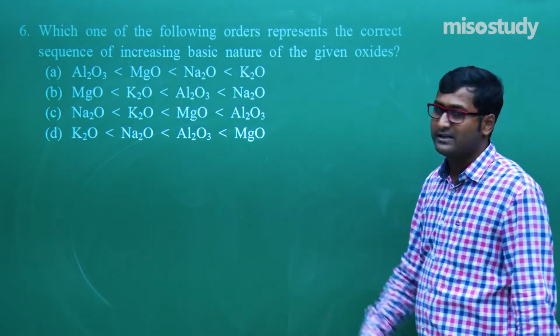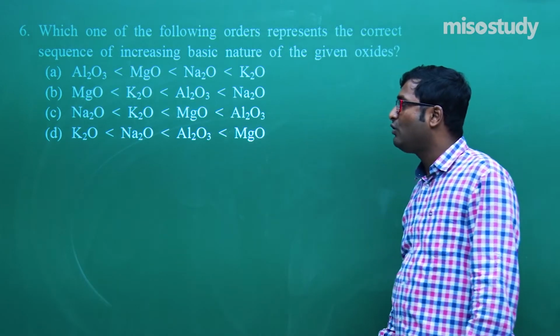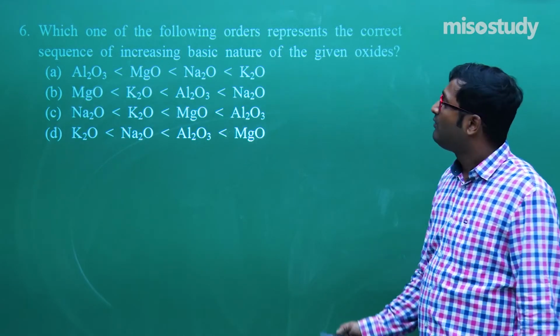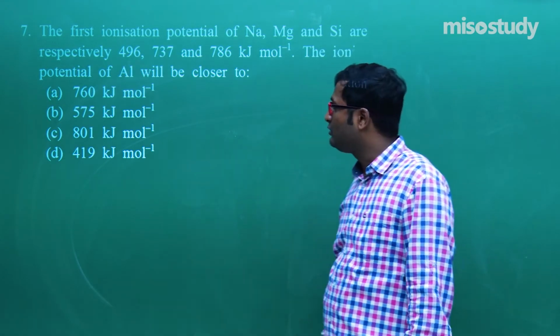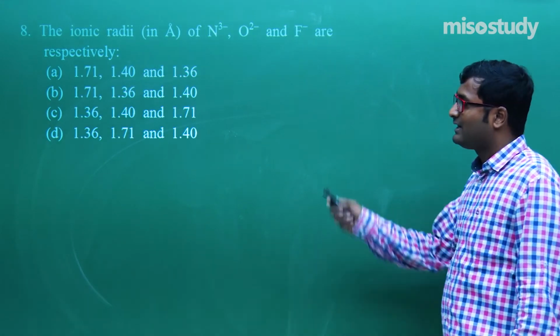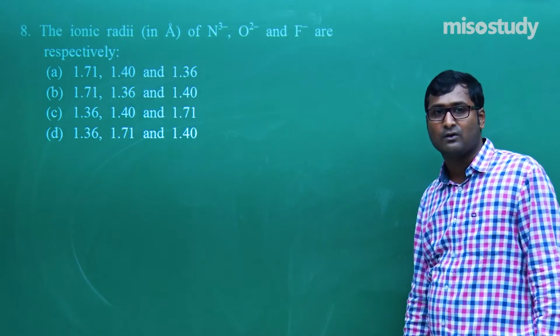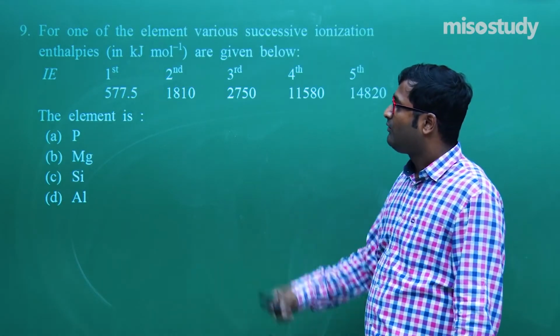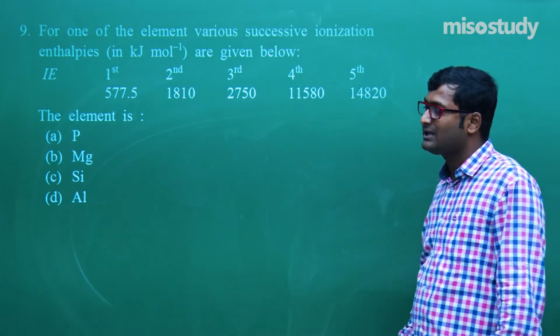Now for question number 6, what is the sequence? That is A: Al2O3, MgO, Na2O and K2O. For question number 7, what is the answer? That is B, 575 kilojoule per mole. For question number 8, that is A: 1.71, 1.40 and 1.36. For question number 8, A is the correct option. For question number 9, what is the correct option? That is Al. D is the correct option.